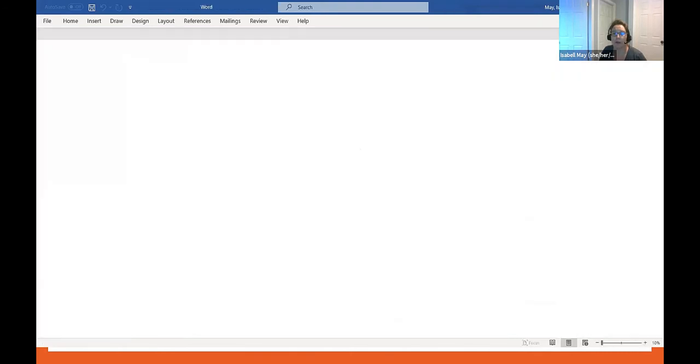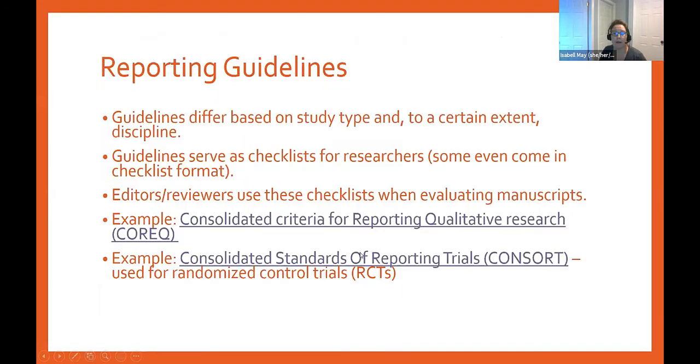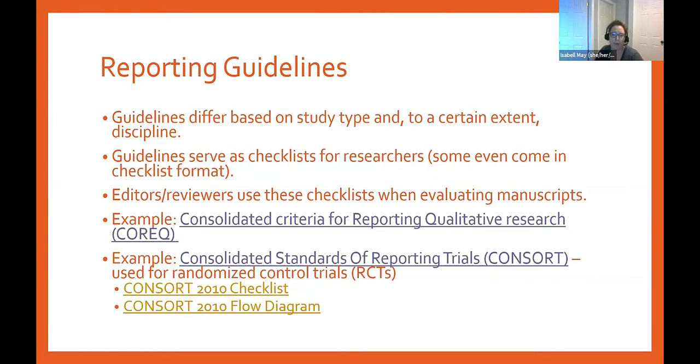Let me close this up and go back. There we go. So these are some of the ones, and there's a link to the checklist and the flow diagram for the CONSORT reporting guidelines, so you can check those out. And I think there is a general website that I usually have on my reference page. I'll make sure I have it on there. If not here, then I'll put it on Moodle for you all.